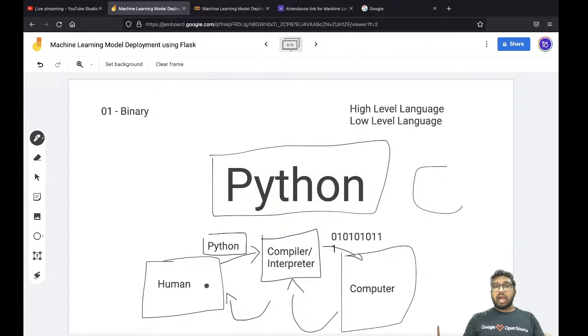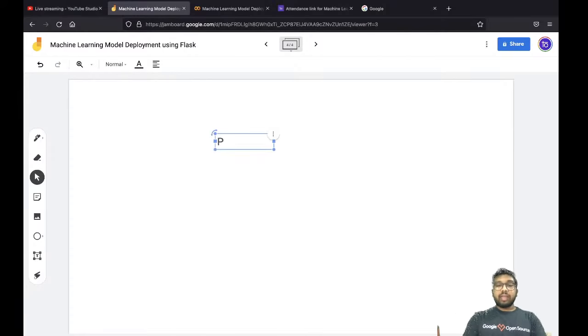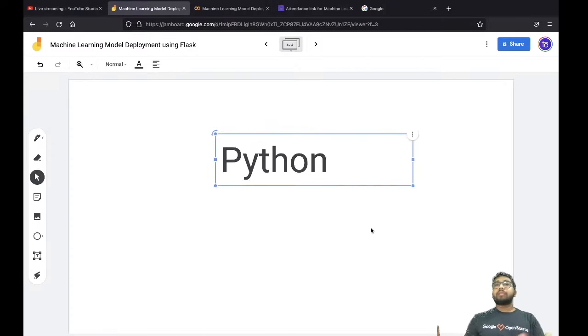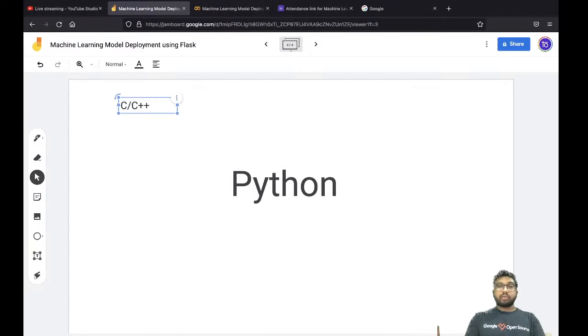Okay, so it's clear how exactly we communicate with a computer, right? Now we have this Python. Why only Python? When Python was developed in the late 90s, it was not that famous, because at that time most programming was done in C, C++, and Java, which already had a high-end grip. Everything had been done by these three languages, and they were pretty good in all the competition.